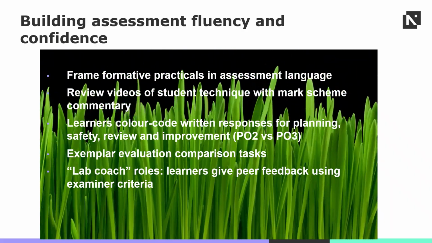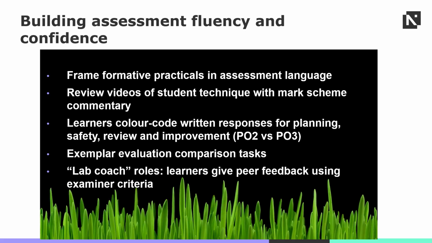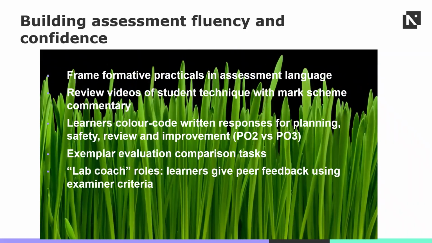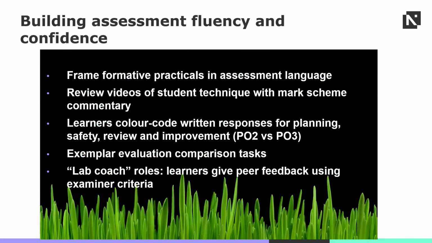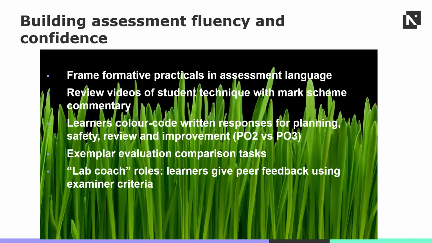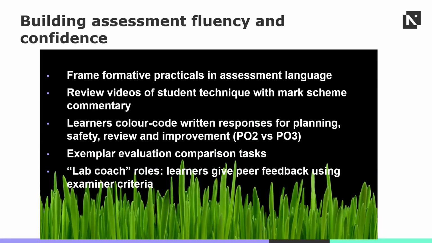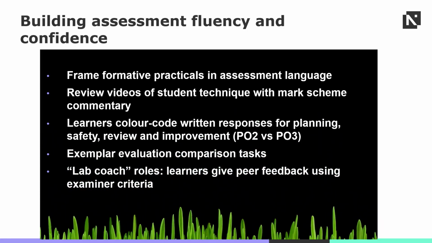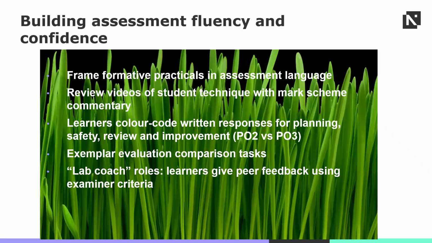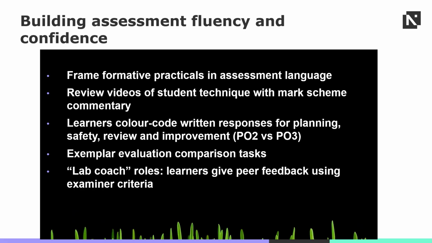To develop analytical writing, start by having learners colour code their written responses. Highlight where they've addressed planning, safety, review or improvement. This is especially helpful in distinguishing PO2 from PO3 and understanding how they work together. Incorporate exemplar comparison tasks: share two responses, one strong, one weaker, and ask learners to justify which is better and why. This builds a deeper understanding of assessment expectations.